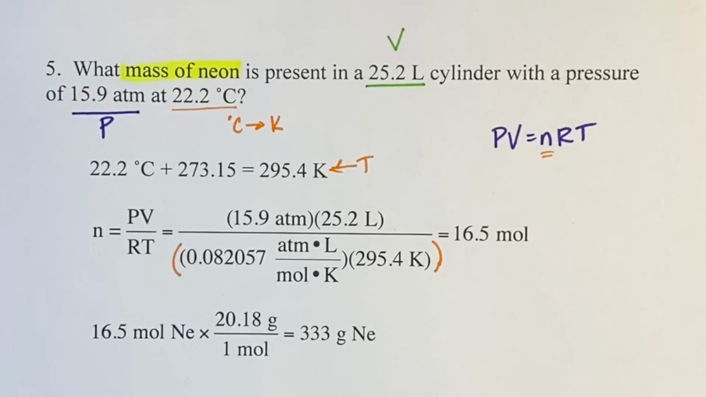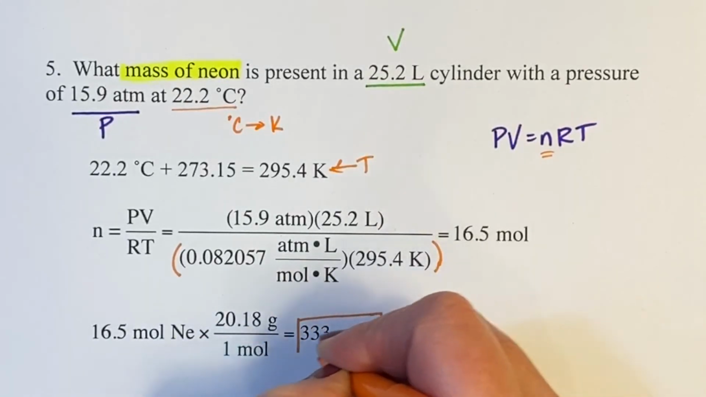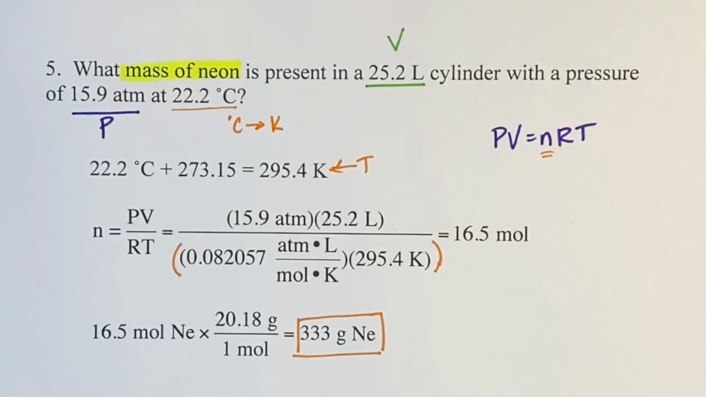This does not answer the question that has been asked of us. The question that has been asked was specifically the mass of our gas. For neon, the molar mass will come from the periodic table. 1 mole of neon has a mass of 20.18 grams, so that as I convert my 16.5 moles to grams, I get a final answer of 333 grams of neon.